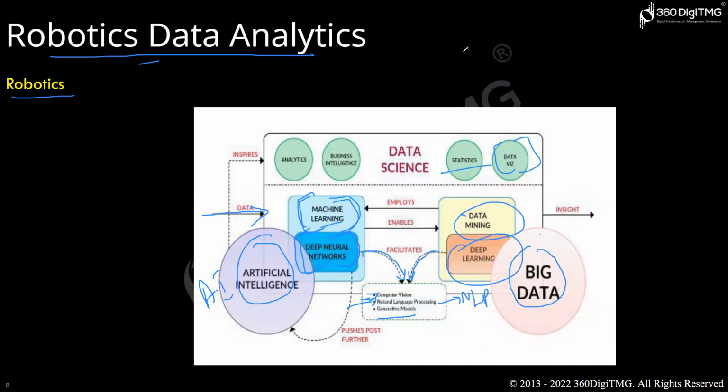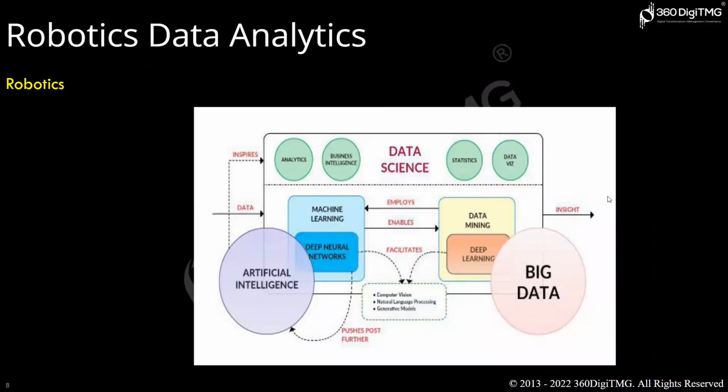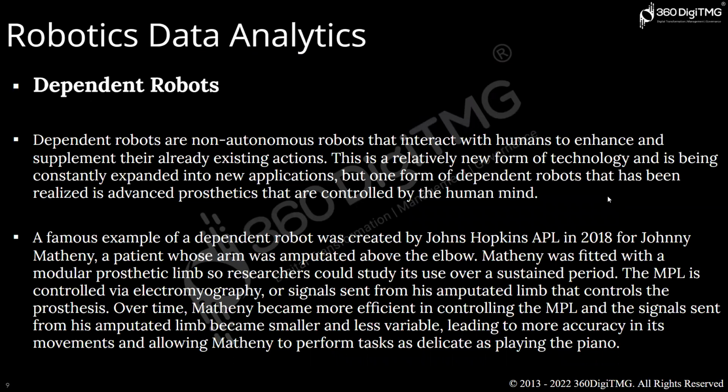Moving on, we have seen what is meant by independent robots. The next thing we're going to see is dependent robots. What are dependent robots in robotics data analytics, right?